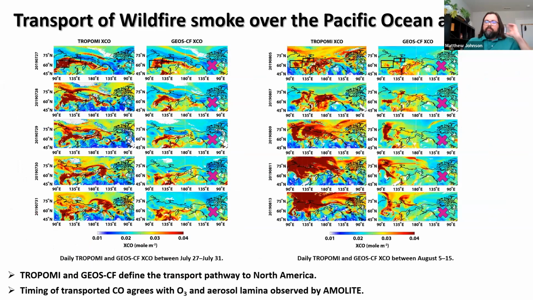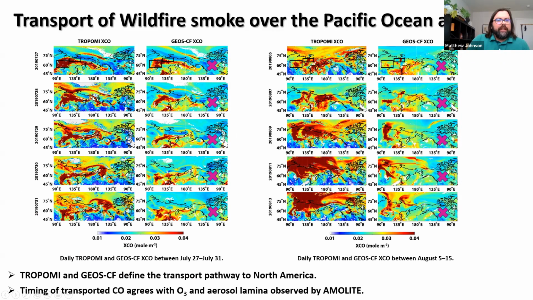So we got a general idea about the general transport pathways of this smoke from Siberia. So then we wanted to look into it a little bit more using models. We're using GEOS-CF for the study, as mentioned, and then TROPOMI. And these figures are showing column CO. These very large enhancements are associated with the Siberian wildfires. To the left, I'm showing a 5 day period between July 27th, 2019, and July 31st. And to the right is August 5th through 15th.